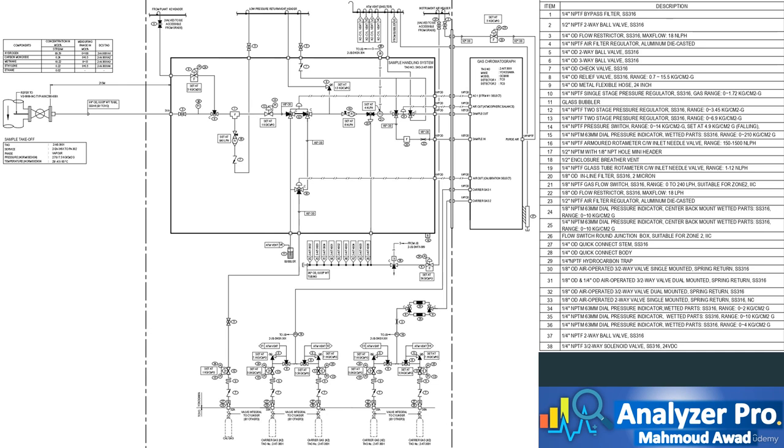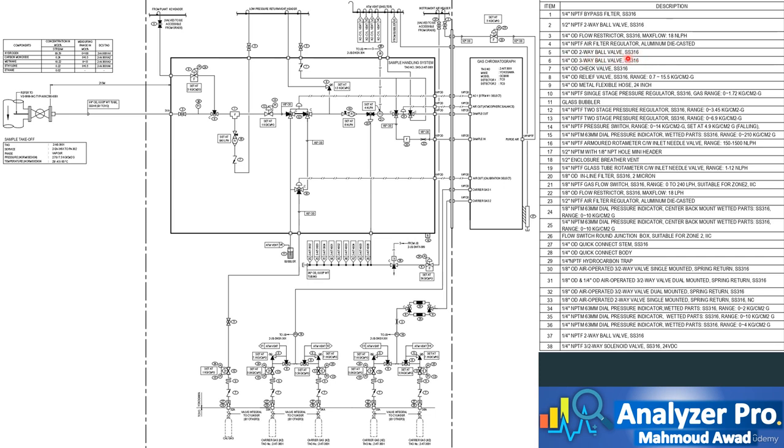In this example, we see a design that extracts a sample from the process, conditions it, and delivers it to a gas chromatograph. The design is segregated into 3 sections: the field section, the sampling panel section, and the analyzer section. Also, we can see that each component is identified with a number, and in this table we can see the description of the component with the sizes and technical specification. For example, number 5 is a 1/4-inch 2-way ball valve, stainless steel 316.